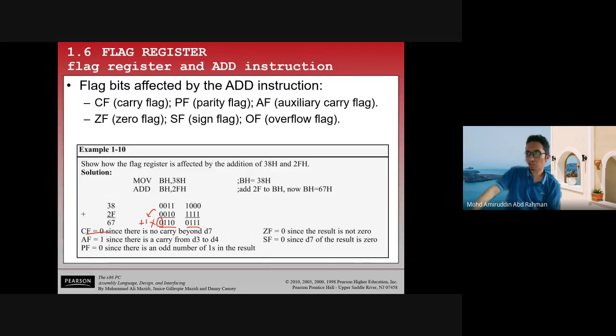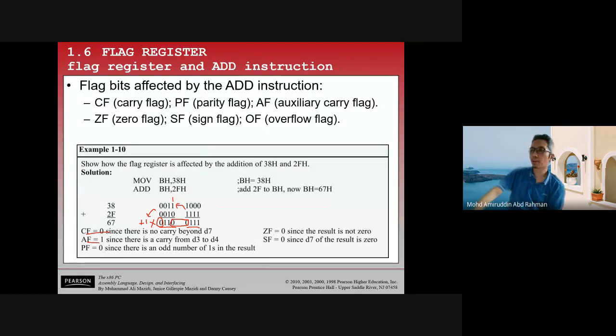AF is the auxiliary carry flag. Okay, so we look over here. It is also a carry flag, but it is auxiliary, meaning that we look at the transition from D3 to D4. If there is a carry brought to here, and there is an addition of 1, then it will be 1. So of course, because we have 1, 1, 1, and then it should be 1, 0 here, right? So 1 is added to here. So the auxiliary carry flag is 1.